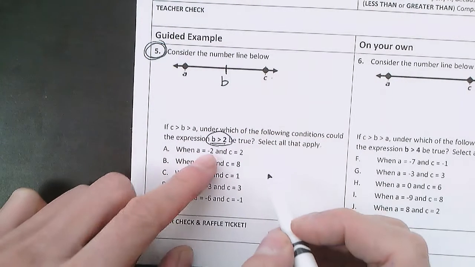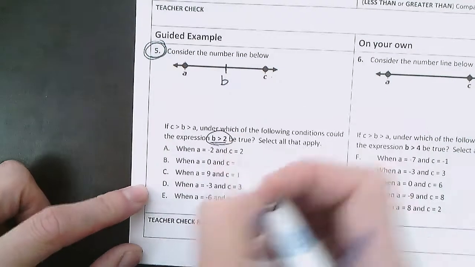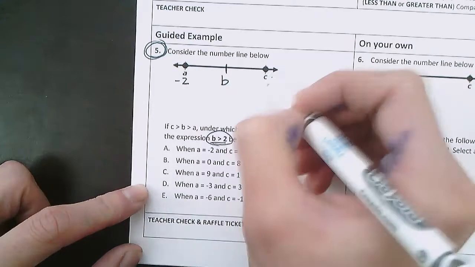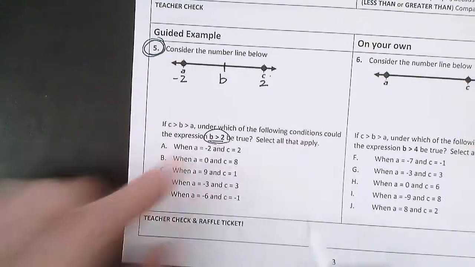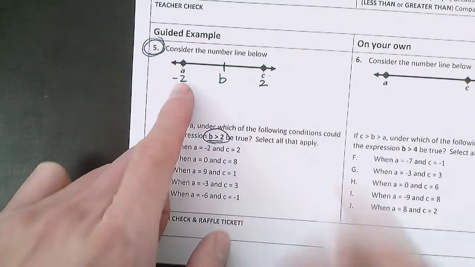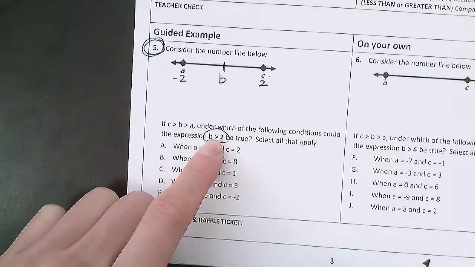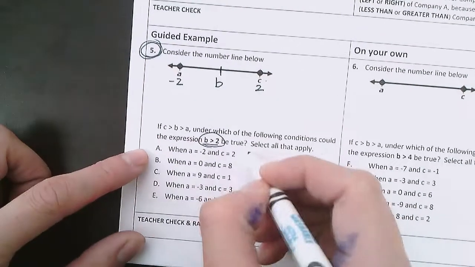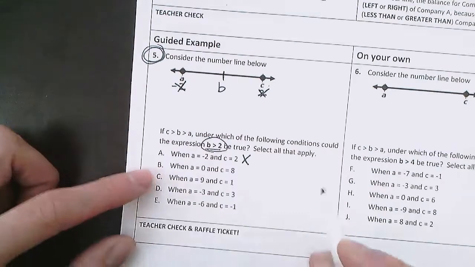When A equals -2 and C equals 2. So I can actually go ahead and write these in. So if A was -2 and C was 2, could B, if it's in between these two numbers, be bigger than 2? No, it can't because 2 is already over there. So this doesn't work. Cross these out. Let's try the next one.